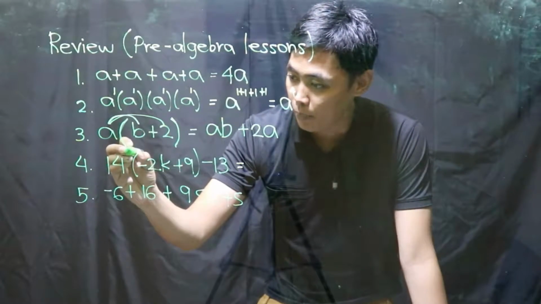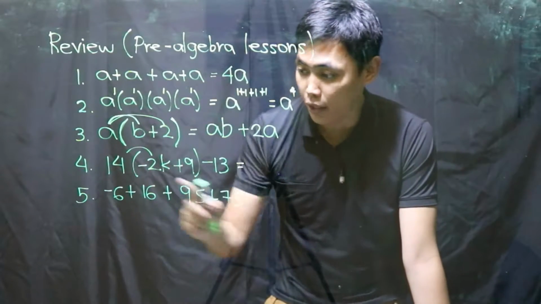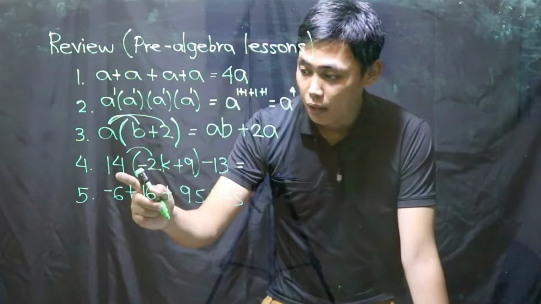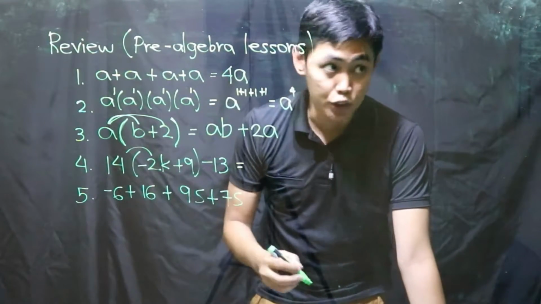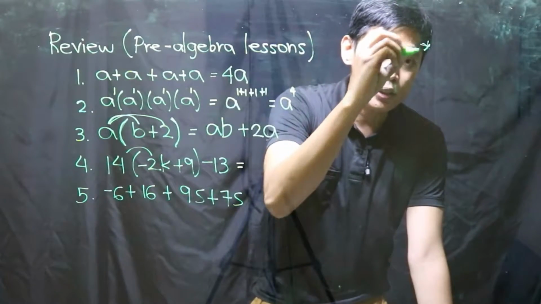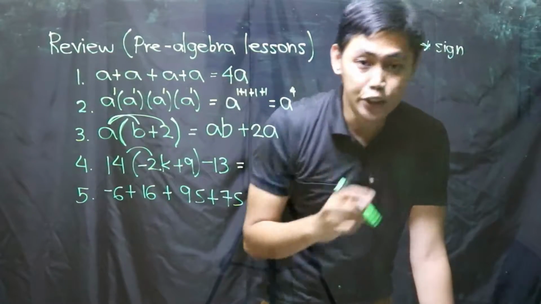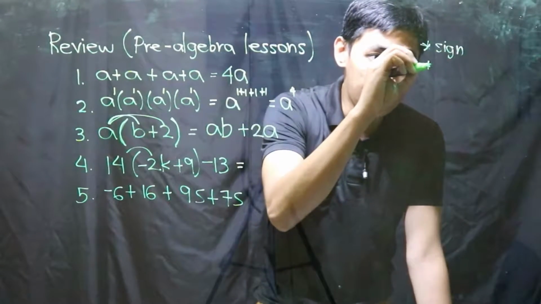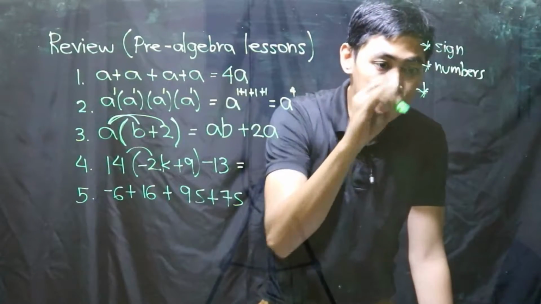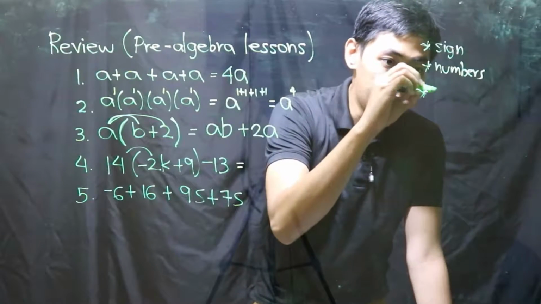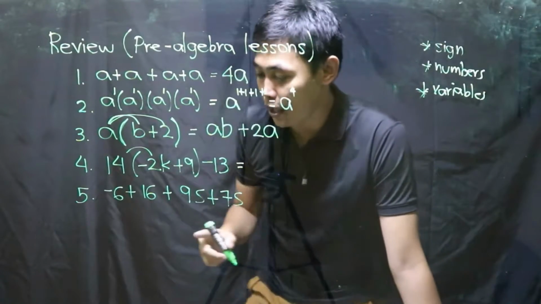So we will first multiply 14 to negative 2k. Okay, we actually have 3 steps in evaluating things like this. The first thing you will need to look at is the sign. What is the sign that I will use? The second is to multiply the numbers. And third is to multiply the variables. Very easy.